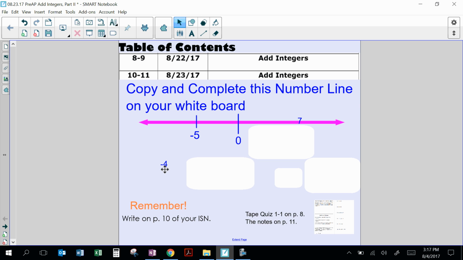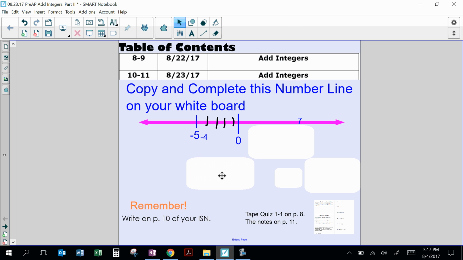Where will you put -4 on this number line? To the left or to the right? To the right. I would put -4 right there. So remember, negative goes backward. Think of it: 0, -1, -2, -3, -4, -5.